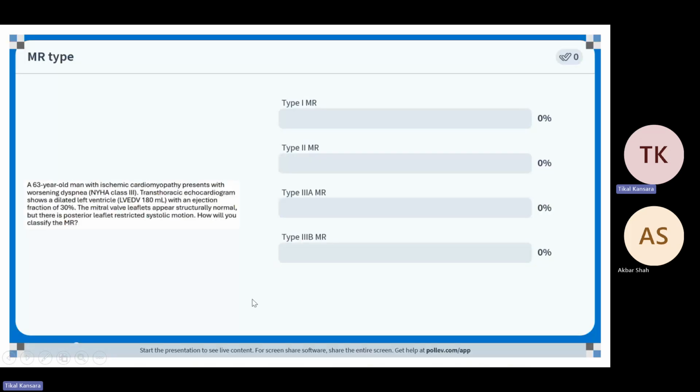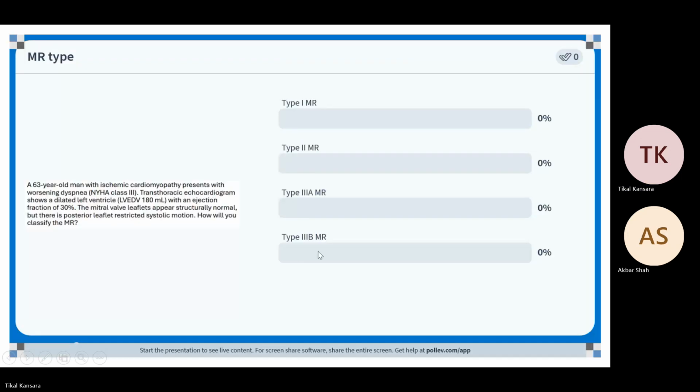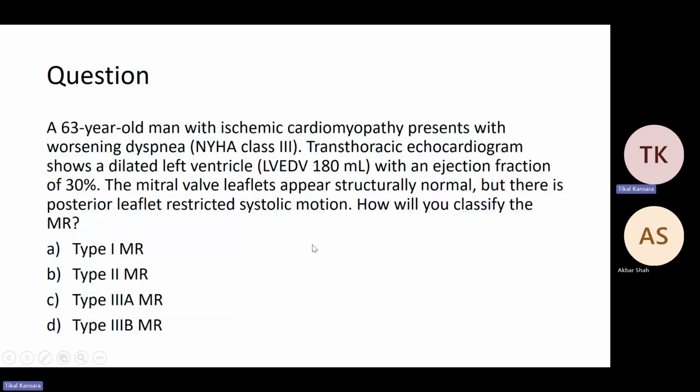So coming to the next question. If you cannot see the question, swipe down from the screen, and you will have the next question. So this is a 63-year-old male with ischemic cardiomyopathy. He presents with worsening dyspnea. His LV is moderately dilated with an EF of 30%. The mitral valve looks structurally normal, but there is posterior leaflet restricted systolic motion. How will you classify this MR? Type 1, 2, 3A or 3B. Just swipe down from the screen from the previous question if you haven't. So if you want to see the question better, this is the question here.